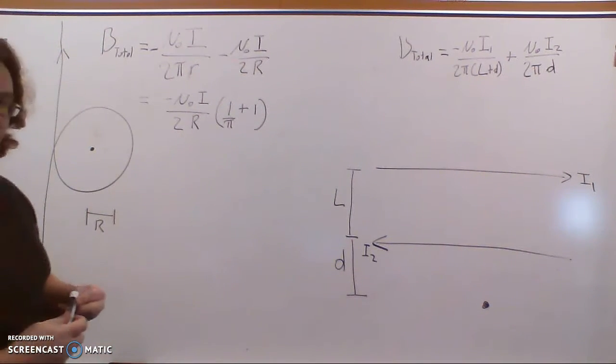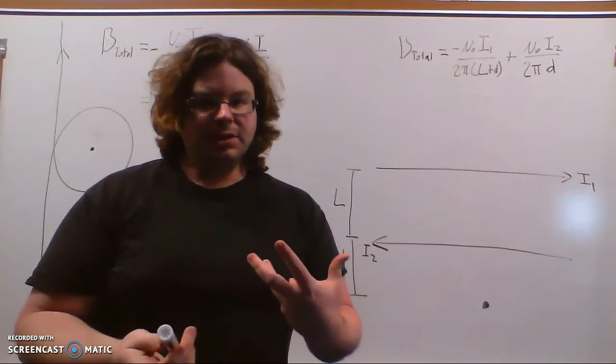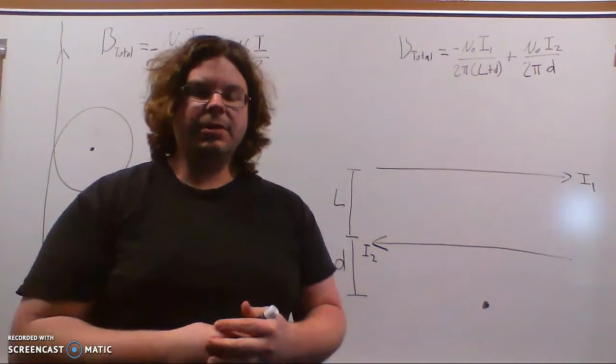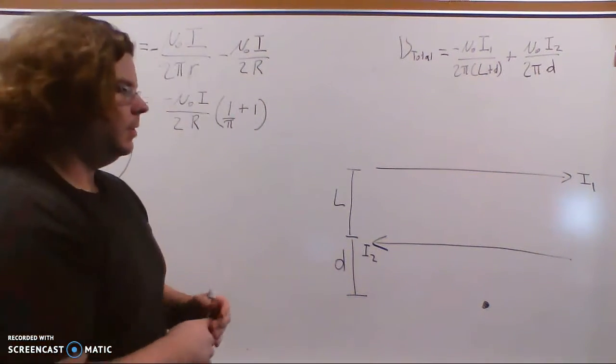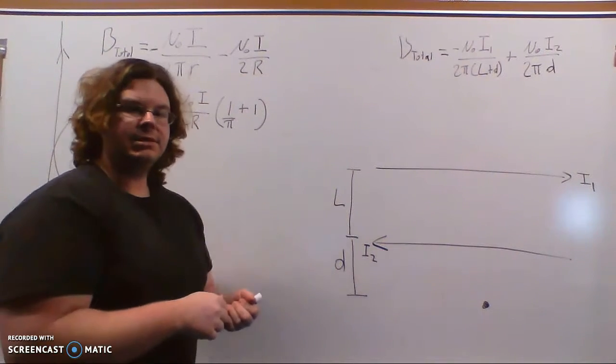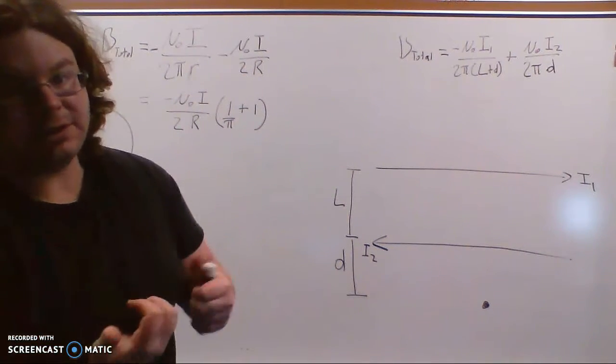Now, one more thing to note about magnetic fields so we can keep our directions straight: we're going to assume that if the magnetic field is pointing into the wall, then it's negative, and if it's pointing out of the wall, it's positive.